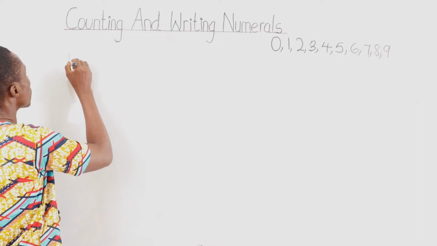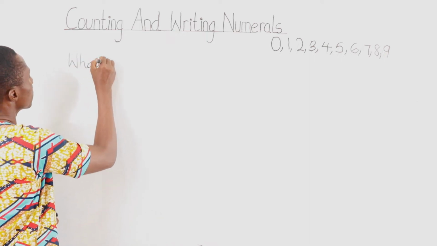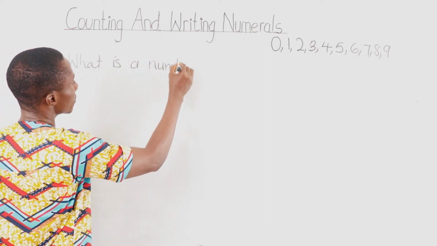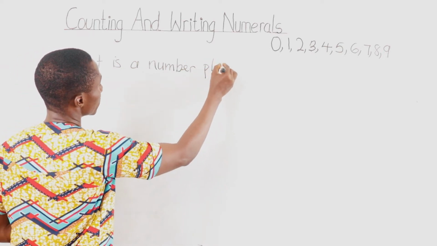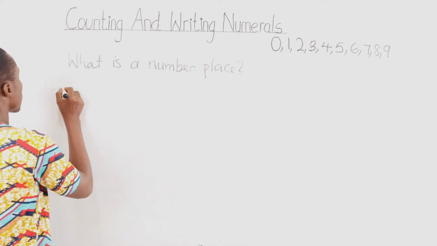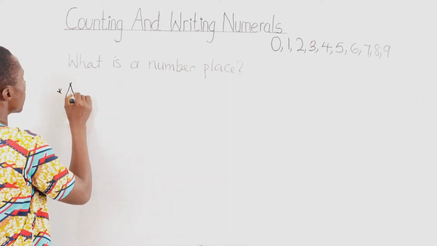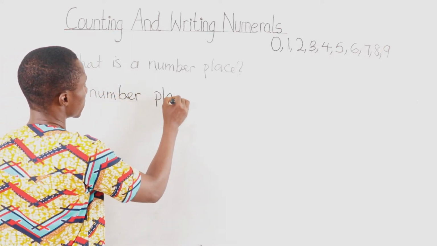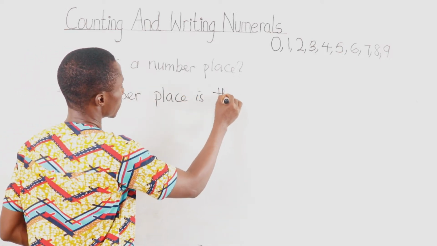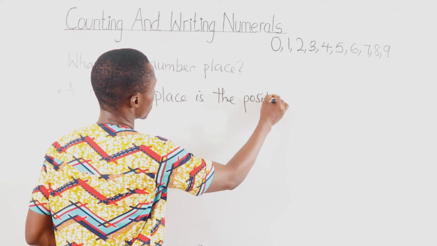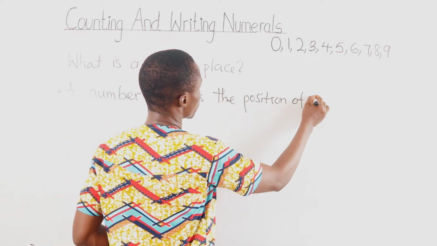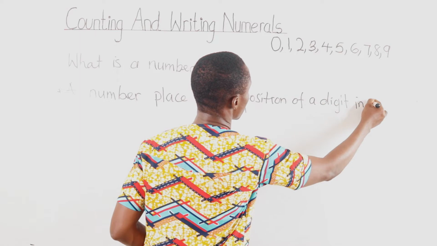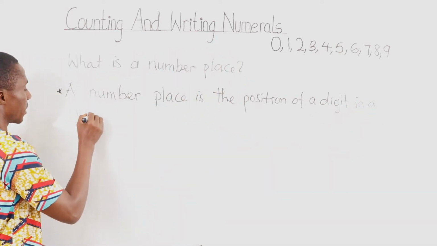So, what is a number place? And the answer is a number place is the position of a digit in a number.